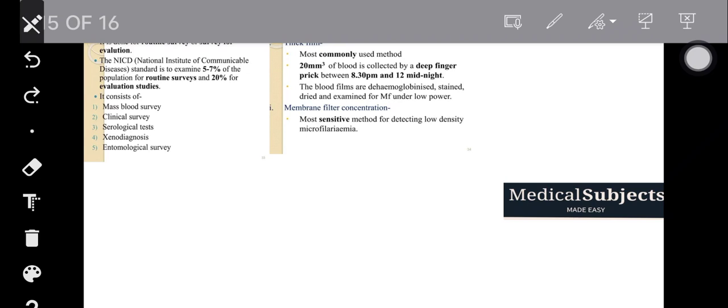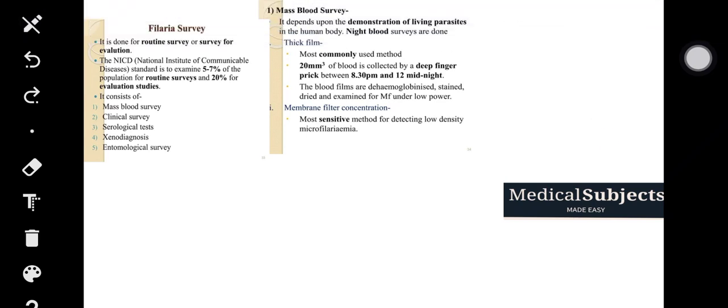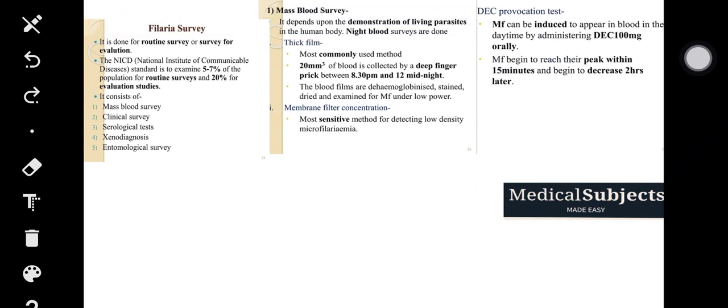Membrane filtration concentration, also called MFC, is the most sensitive method for detecting low density microfilaria. DEC provocation test: MF can be induced to appear in blood. In the night time they come out from the lymph, come to the bloodstream, enjoy and go back. I'm saying enjoy because they enjoy, not the human. You can think that they come to the swimming pool, swim and then go back.